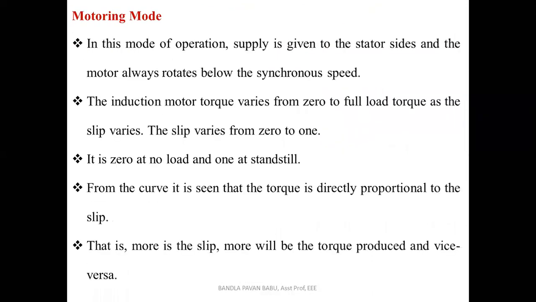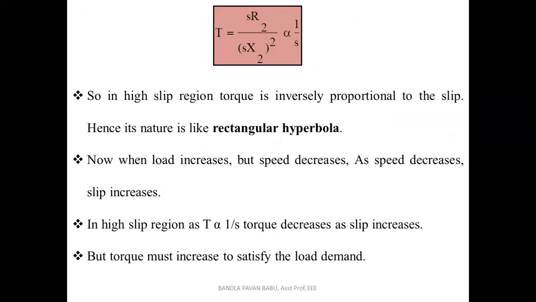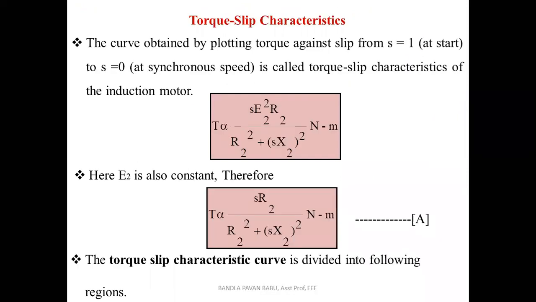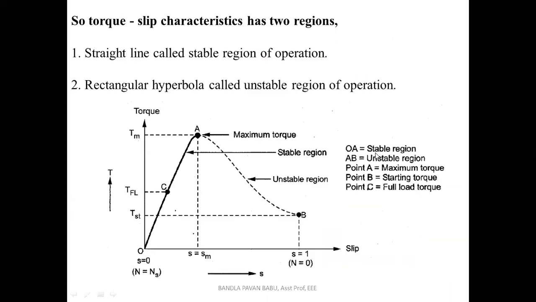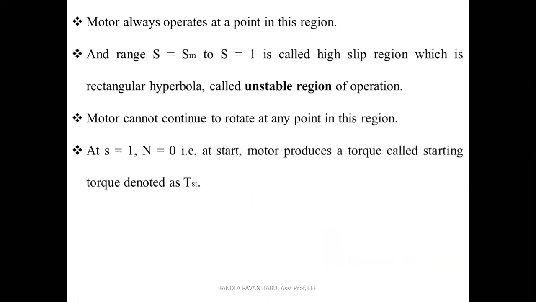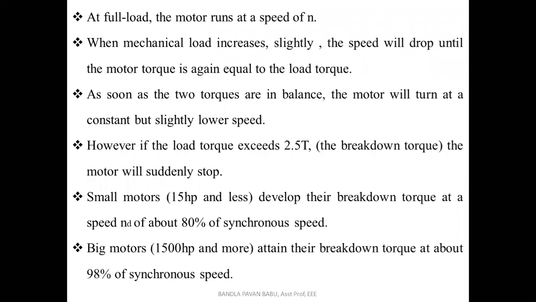How we can increase the square of the supply voltage means, here you can see the relation T is proportional to s into E2 square. So E2 square means induced EMF in the secondary, which is proportional to E1. So E1 is proportional to E2. Where E1 comes from? Because of the source supply voltage. So if we want to increase the torque, either we can change the supply voltage, but that is not permitted, because the voltage and the frequency should be constant.